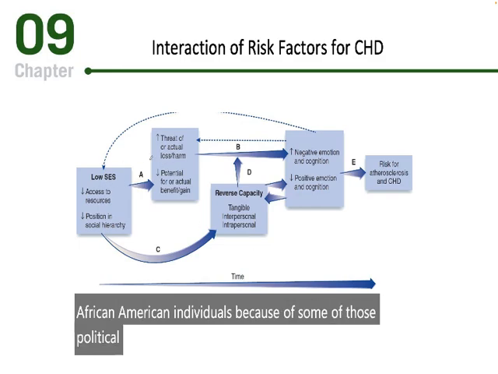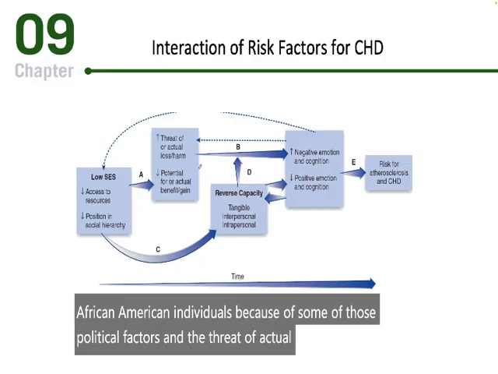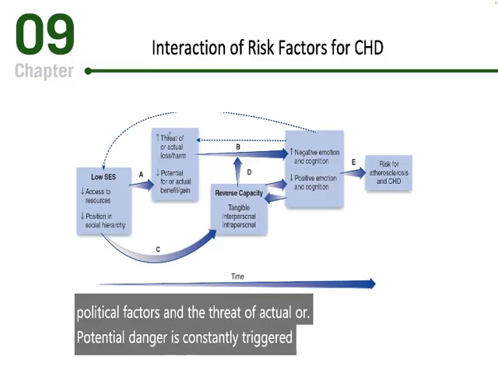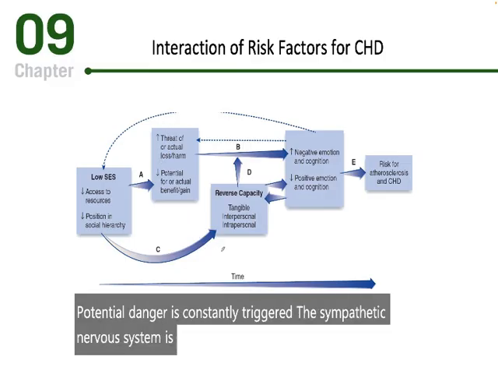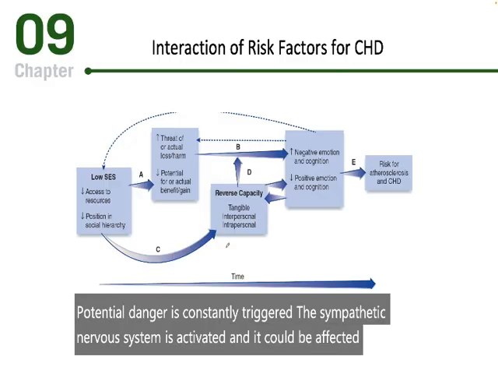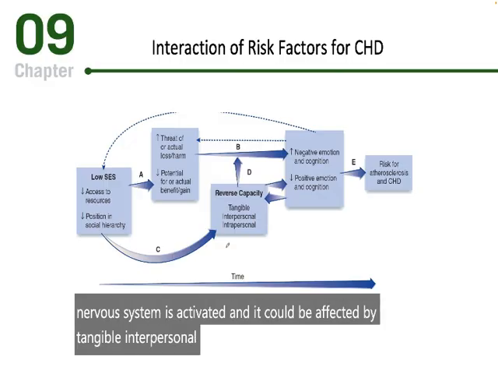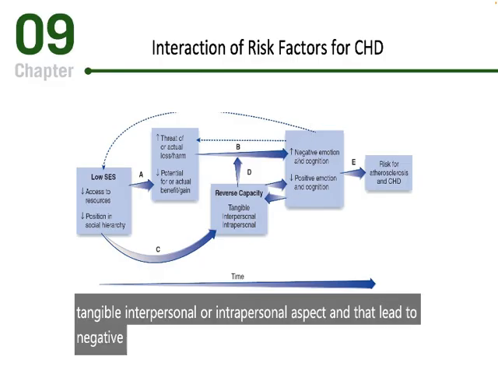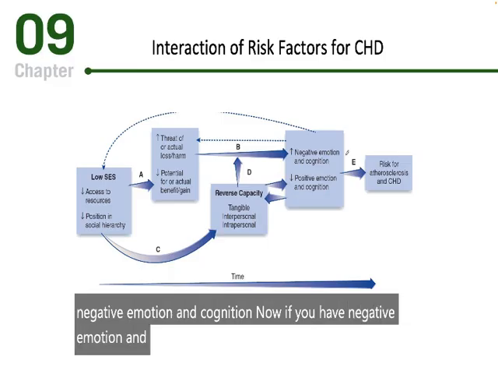And the threat of actual or potential danger is constantly triggered. The sympathetic nervous system is activated, and it could be affected by tangible interpersonal or intrapersonal aspects, and that leads to negative emotion and cognition. Now, if you have negative emotion and cognition, it is not all false, right?